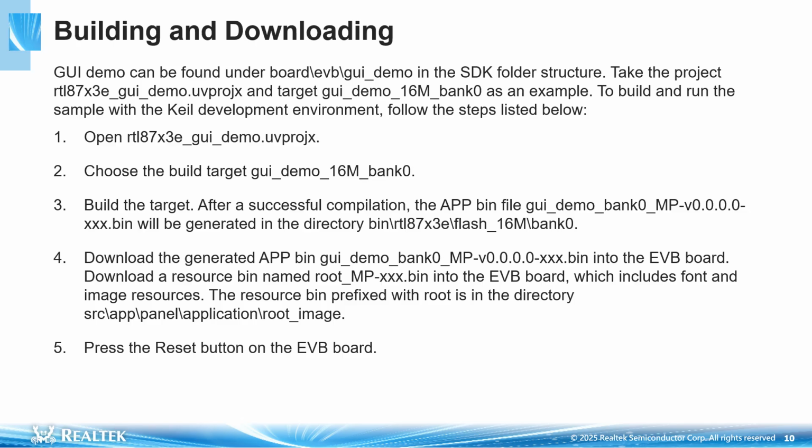The following is an introduction to the compilation and download methods of GUI demo. Taking the GUI demo of RTL87X3E as an example. First, open the GUI demo project file of RTL87X3E, then select and compile the corresponding target. When the compilation is successful, the app bin file will be generated. Download the app bin and resource bin to the EVB board, and finally press the reset button, and the GUI demo application will start running. For detailed steps, please refer to the SDK online documentation.